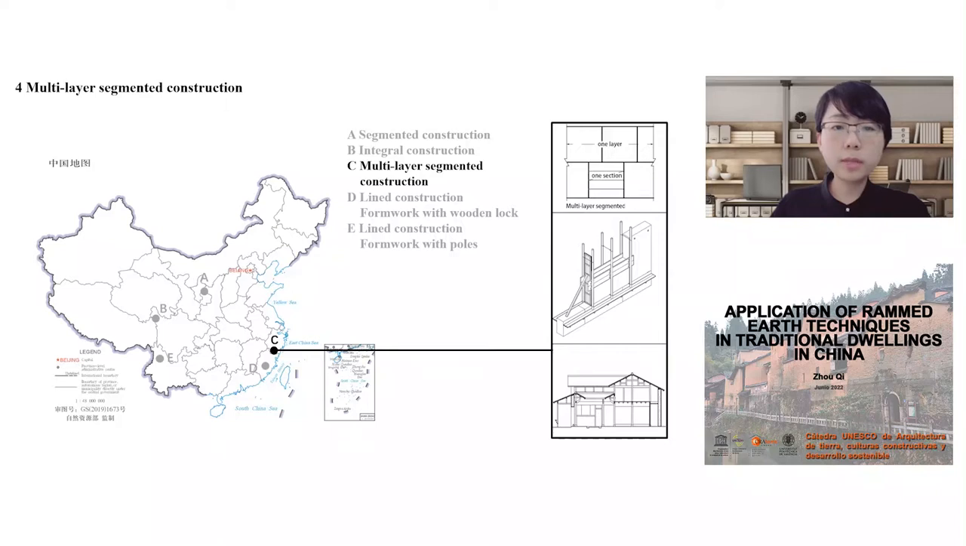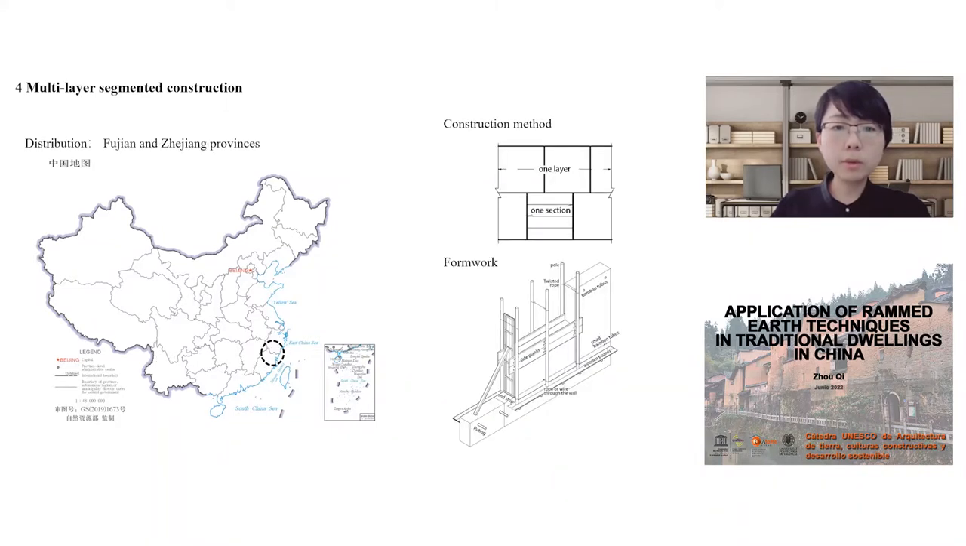The following is multi-layer segmented construction. Compared with the segmented method, it's used to build higher walls. The entire wall is divided into several layers. Within the scope of each layer, they are similar, but it needs to solve the problem that the poles are raised. This method is mostly distributed in the Southeast area of China.